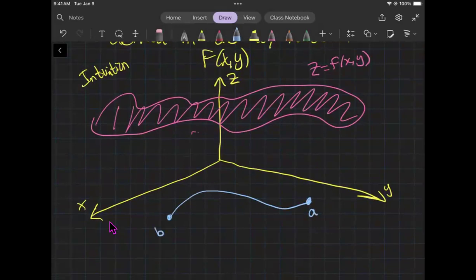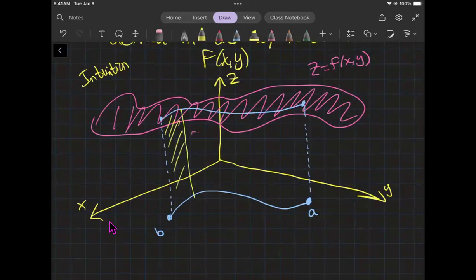So what we want to do is figure out the area that is within this sheet. Actually, let me color this in a little bit better. We want to look at the area that's in this sheet right here, this curtain.